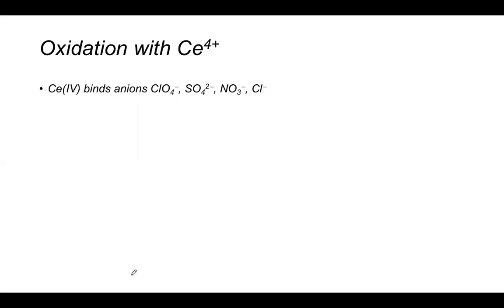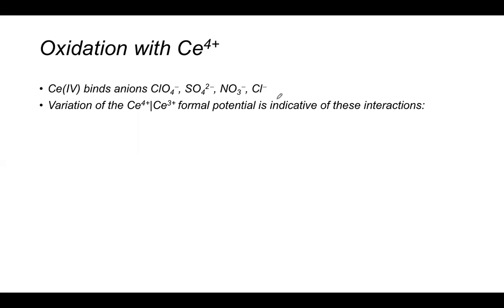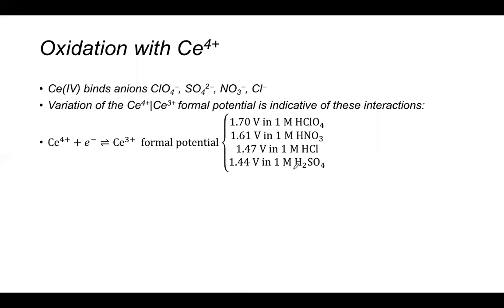So we already know that cerium is a good oxidation agent. It's useful in redox titrations. So cerium 4 binds anions such as perchlorate, sulfate, nitrate, and chloride. Variations of the cerium 4 plus, cerium 3 plus formal potential is indicative of these interactions. So cerium 4 plus plus an electron is in equilibrium with cerium 3 plus, and we have formal potentials here with different potentials for the different acids that it may or may not be in.